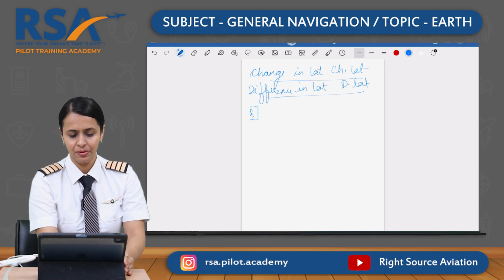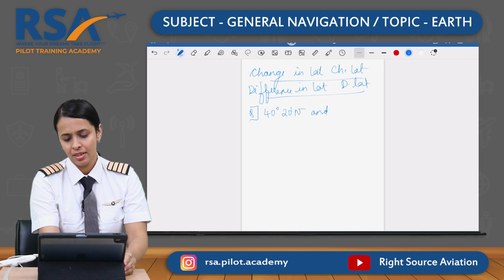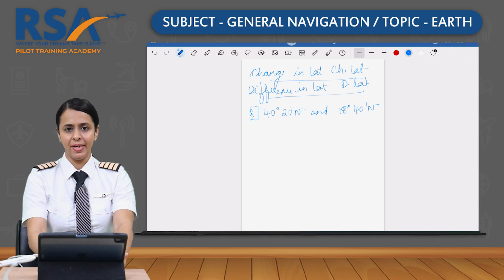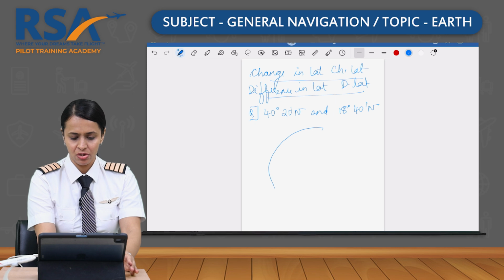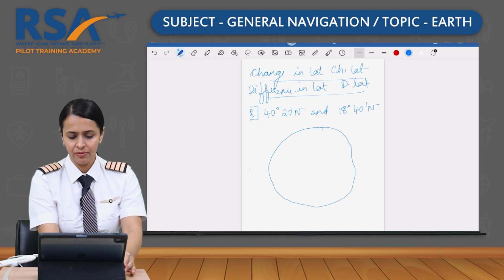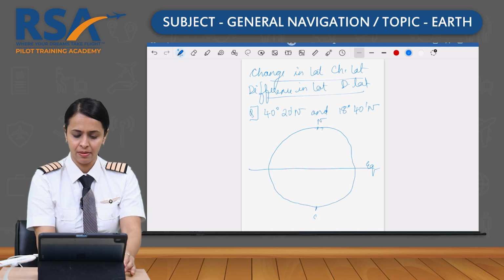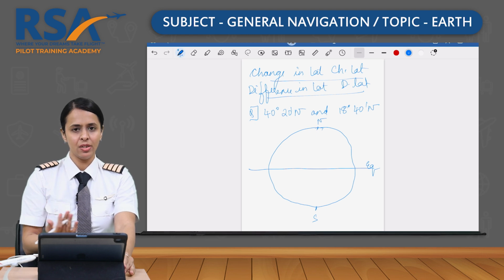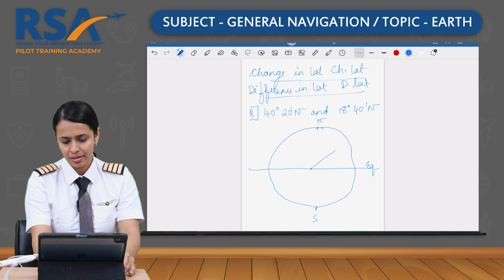You basically need to find the difference between two latitudes or the change between two latitudes. So let's take an example where you want to calculate the difference between 40 degrees 20 minutes north and 18 degrees 40 minutes north. First we will make a diagram and draw this out. How do we draw a latitude diagram? We will first draw a circle and we will draw the equator right here. This is my north and this becomes your south.